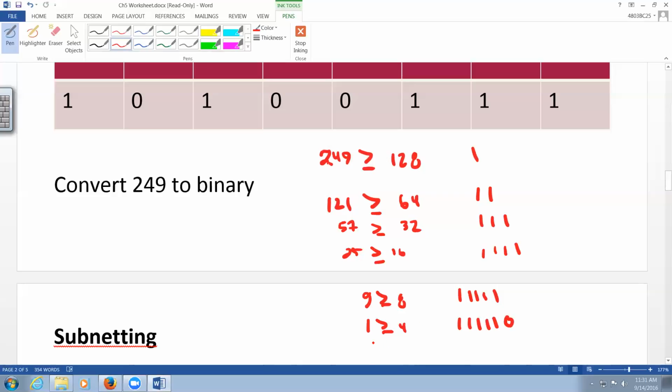Okay, and then we say, is 1 greater than or equal to 2? No, so we have another 0 in there. Is 1 greater than or equal to 1? Yes. Okay, so we're left with what? We're left with 1. So you should have 5 ones, a 0, and a 1.